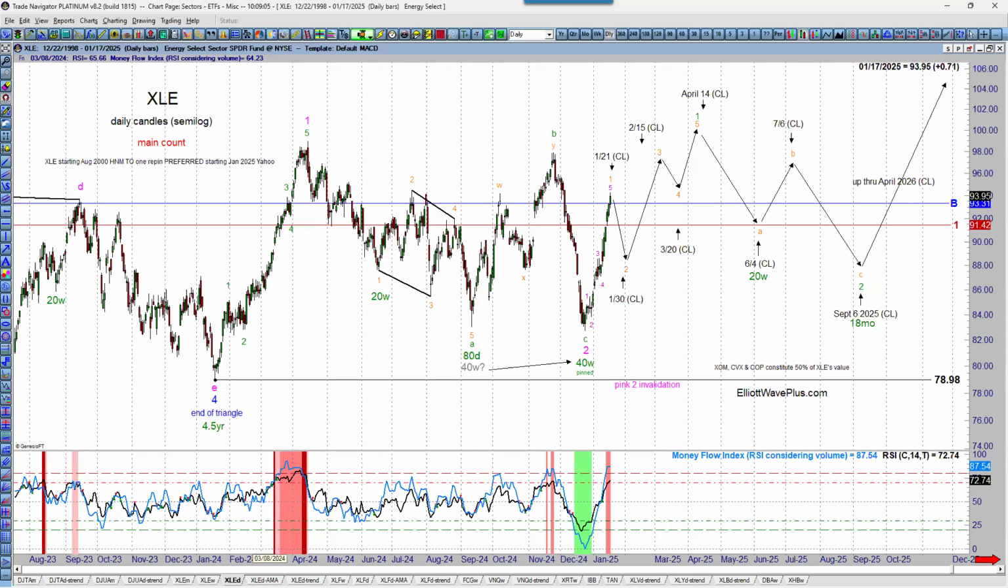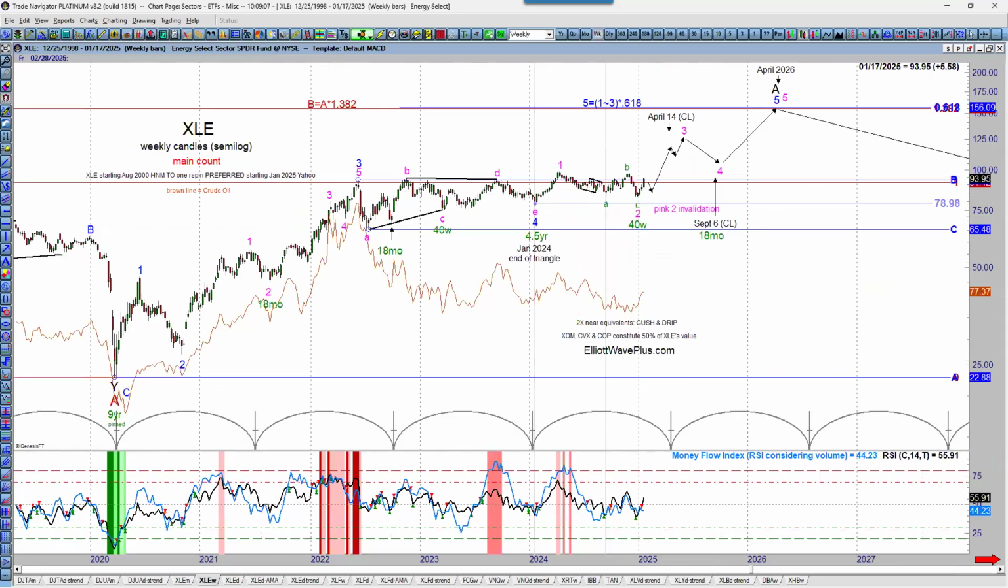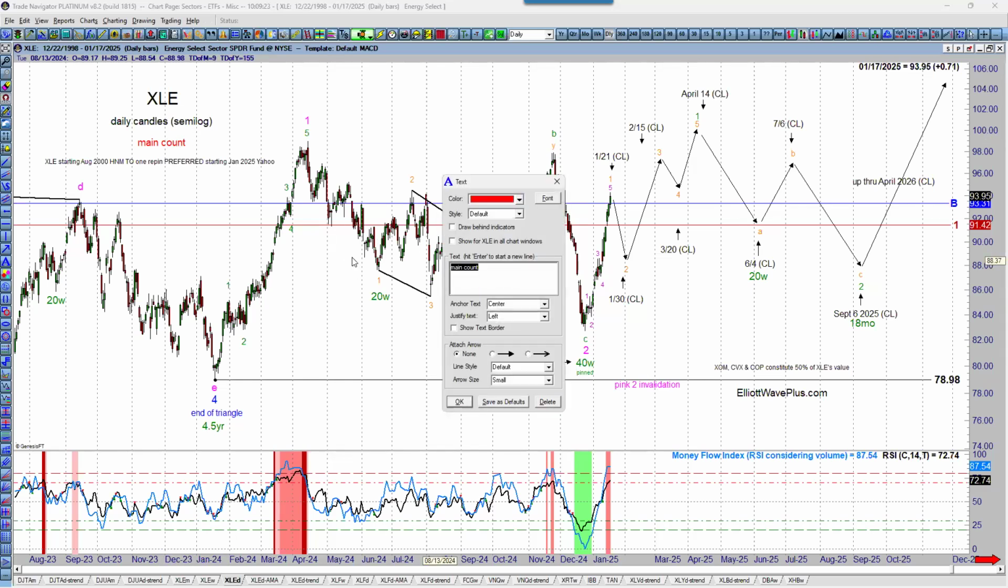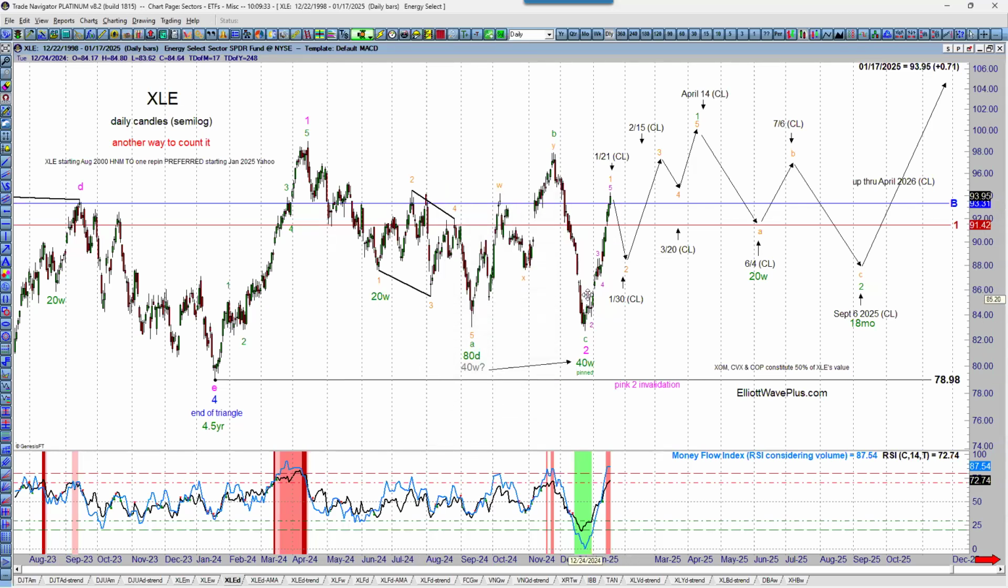Now, this count is substantially different. It was April. I'm going to call that the main count, and I'm going to call this another way to count it. But look at this screaming move on XLE. Wow. 1, 2, 3, 4, an extended fifth wave. This is probably about done. I would expect a pullback here next.